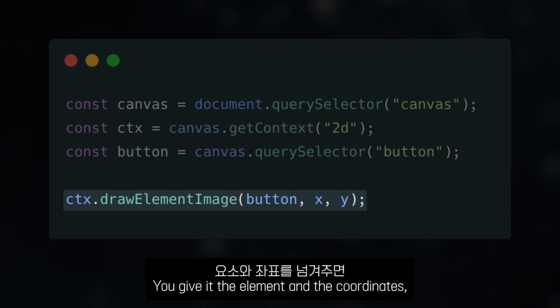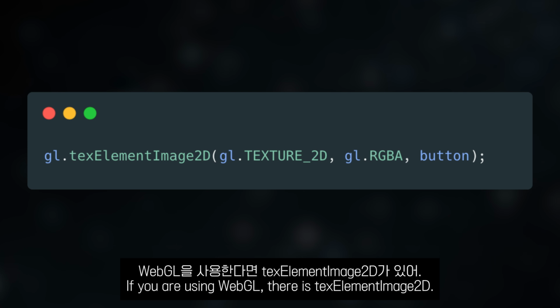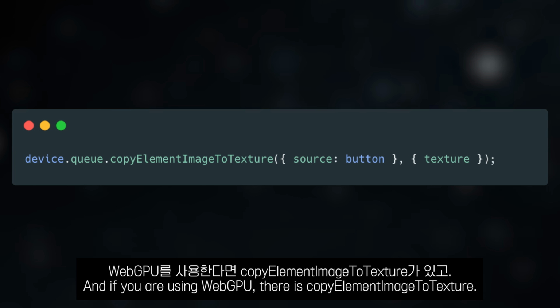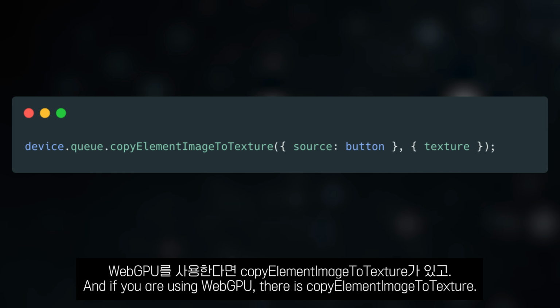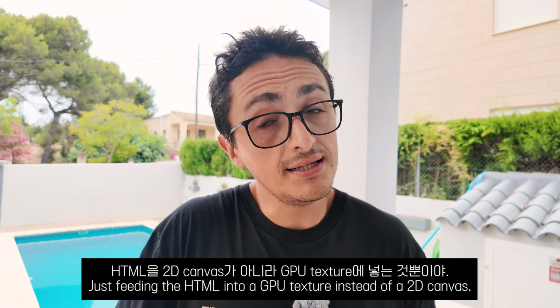You give it the element and the coordinates, and the canvas paints a live copy right there. If you are using WebGL, there is a text element image 2D, and if you are using WebGPU, there is a copy element image to texture. Same idea, just feeding the HTML into a GPU texture instead of a 2D canvas.